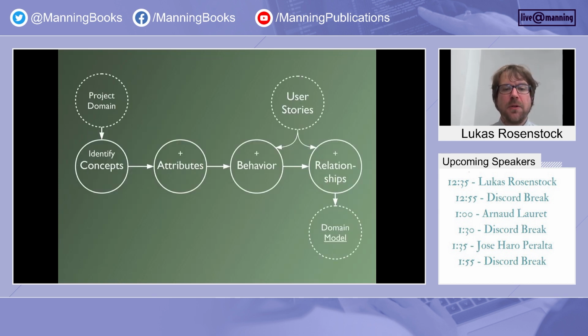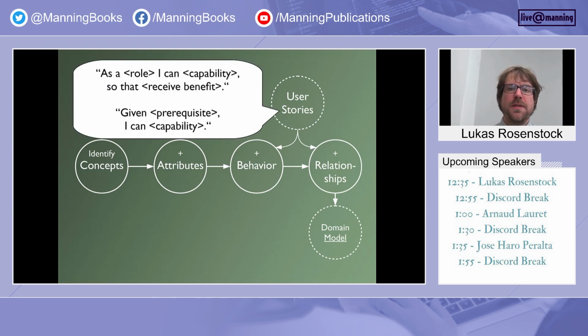So we've identified concepts and we've added attributes, and now we have to look at behavior and relationships. And to do that, it's very helpful to write down user stories. User stories basically describe from the user's perspective how they interact with the software. And by writing down user stories, you can find out, okay, what kind of behavior and relationships do we need?